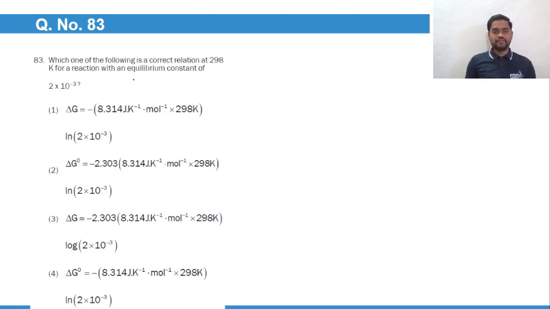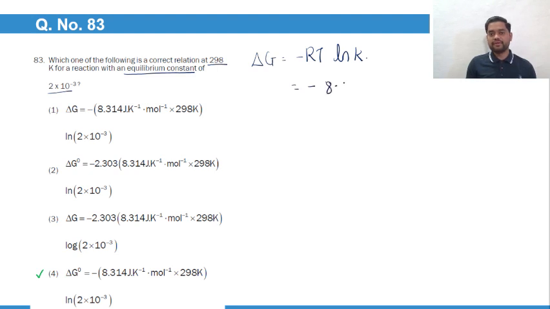Which one of the following is the correct relationship at 298 Kelvin with an equilibrium constant of 2 into 10 raised to minus 3? We know that delta G is equal to minus RT natural log of K. Clear? So minus 8.314 into the temperature, 298 Kelvin, into natural log of 2 into 10 raised to minus 3. Do we have this equation? Minus 8.3 into 298. This is one of the equations.